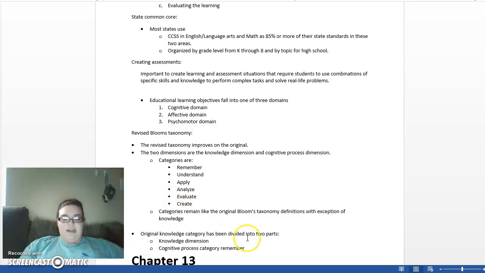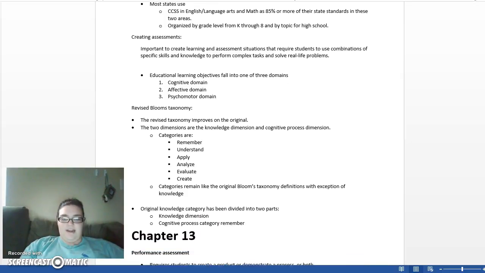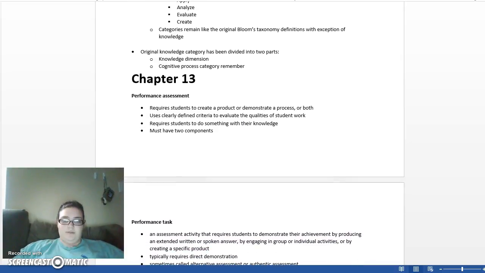The original knowledge category has been divided into 2 parts, which is the knowledge dimension and the cognitive processing category to remember. So they've broken it down even more than what they had it broken down, and it's better for students to understand and for educators to be able to use.